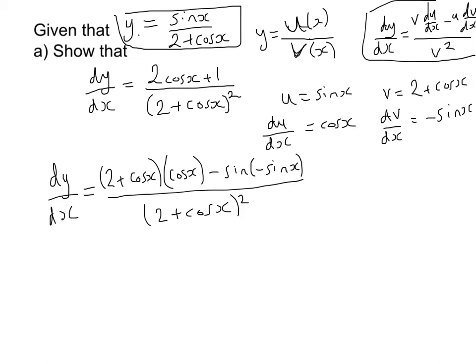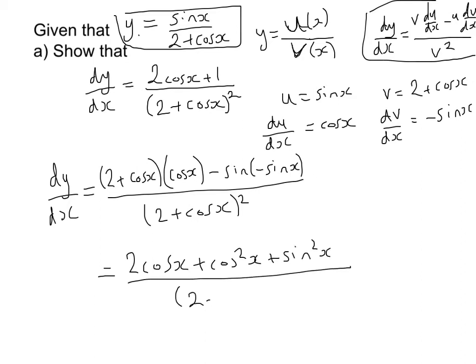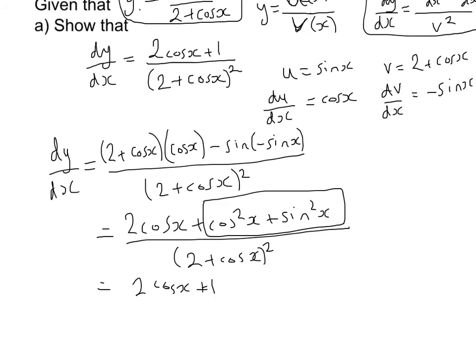If we multiply out our numerator, we have 2 cos x plus cos squared x plus sine squared x, and on the denominator that remains as it is. Okay, now if we look at this, that's one of our standard trig identities. We know that cos squared x plus sine squared x equals 1, so we're left with here 2 cos x plus 1 all over 2 plus cos x squared, which is what we wanted here. So we've completed part A.